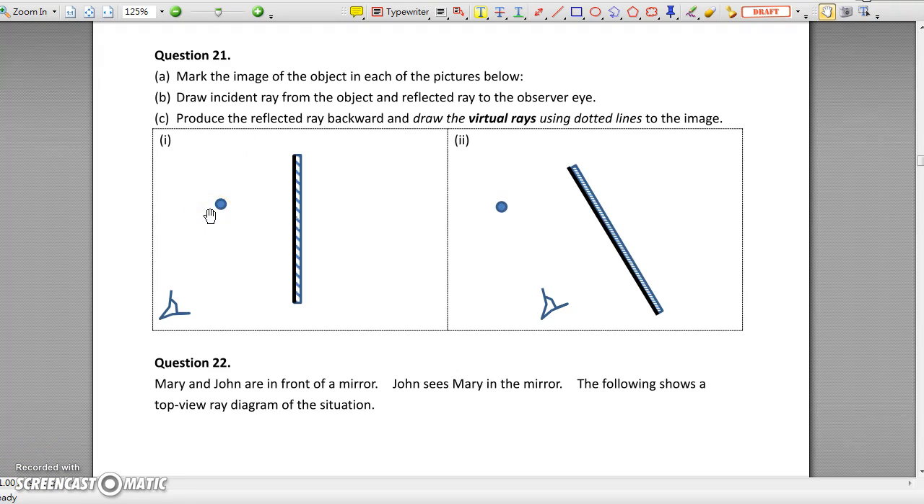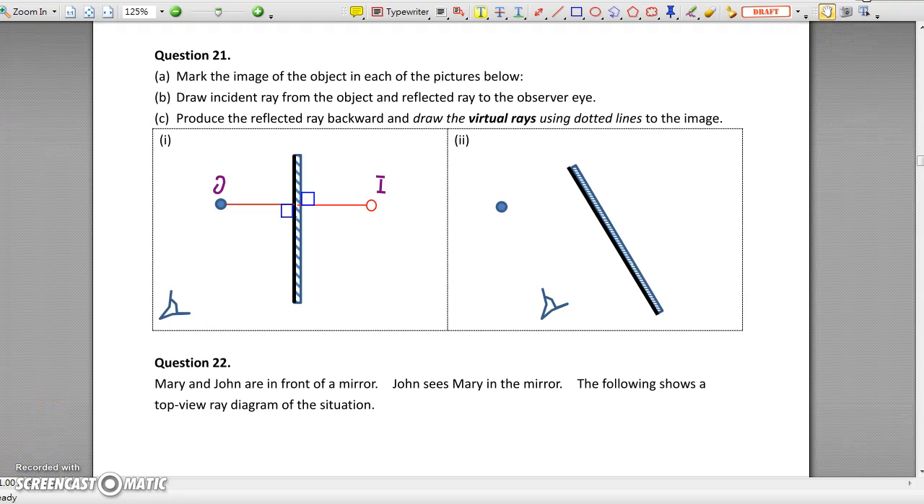So for part 1, this dot represents an object. So the line joining the object to the mirror should be perpendicular, and this is the object distance. And for the image, it should also have a line that joins with the object O, so that the red line is perpendicular to the mirror. And the image distance, which is the length of the red line on the right, should be the same as the object distance, the length of the red line on the left. And so the image is here on the right hand side.